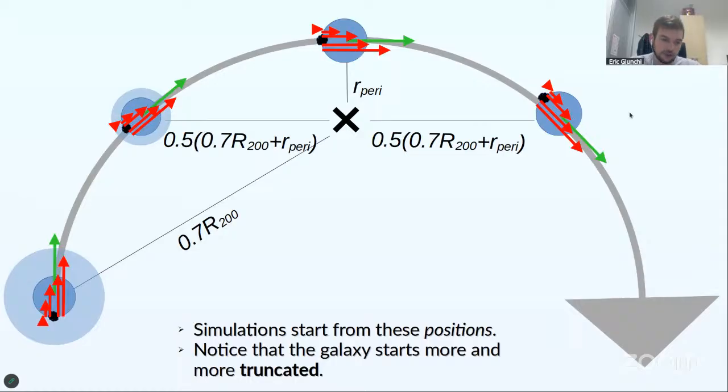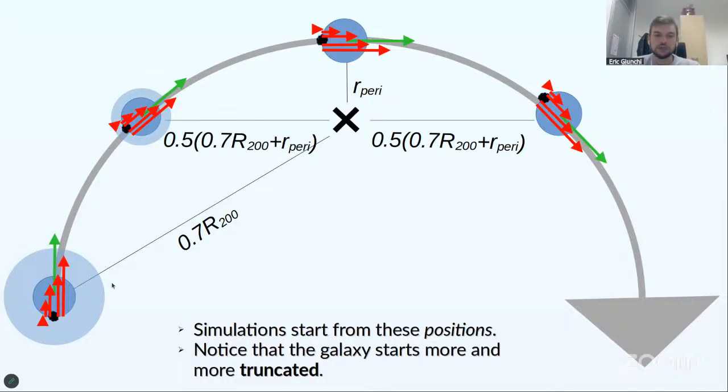And in all of these points, we will place the clump at the minimum truncation radius, even if the galaxy is less truncated than that. But you can see that as we start closer to the pericenter, the initial truncation radius of the galaxy will be smaller and smaller. And as the galaxy approaches the pericenter, it will also get more and more truncated. The green arrow is the velocity of the galaxy, and the red arrows are all the possible values of the initial velocity of the clumps, from 0 to equal to the velocity of the galaxy.